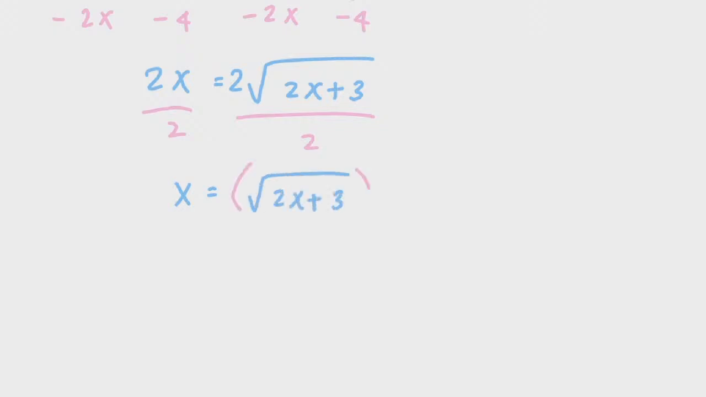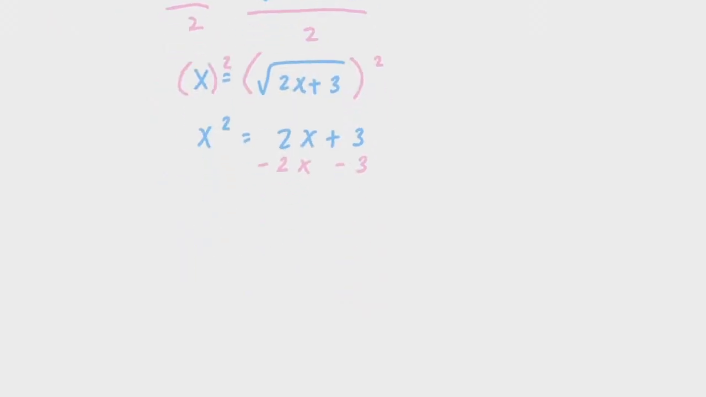And to get rid of the radical, we can square both sides. So we get x squared equals 2x plus 3. We want to move everything to one side. So we get x squared minus 2x minus 3 equals 0.